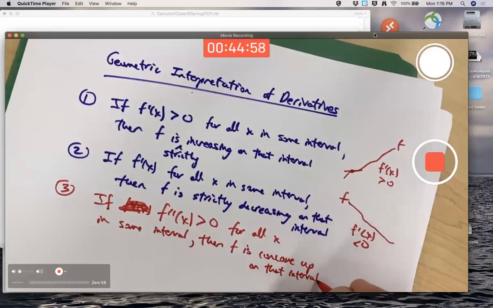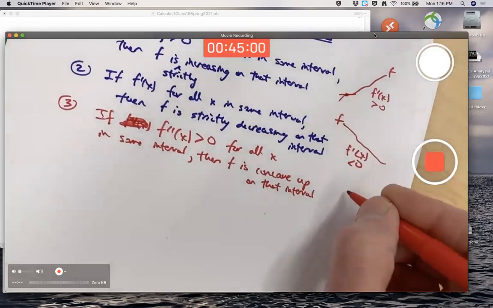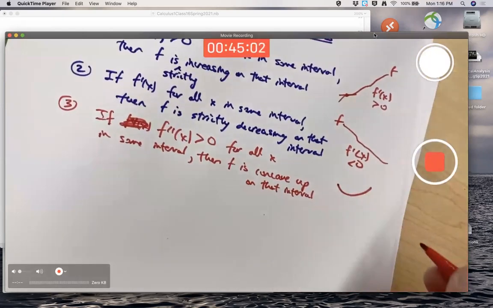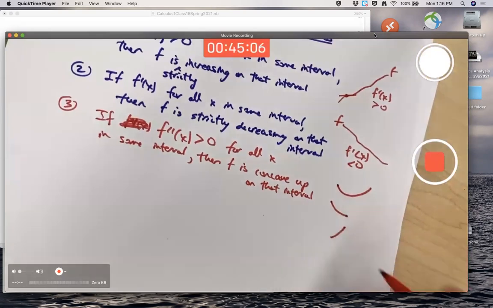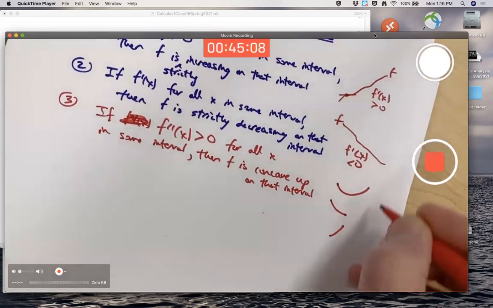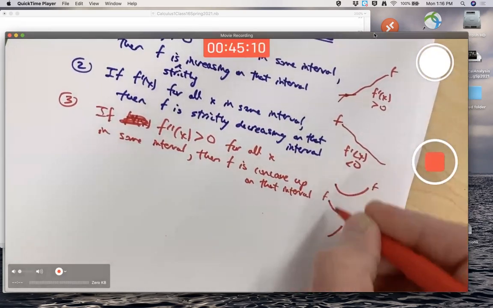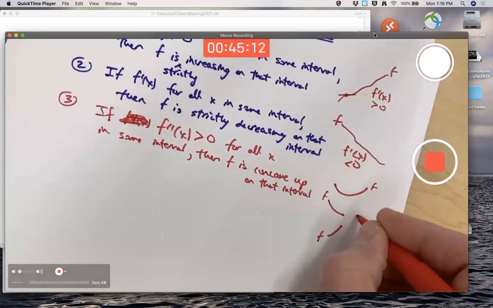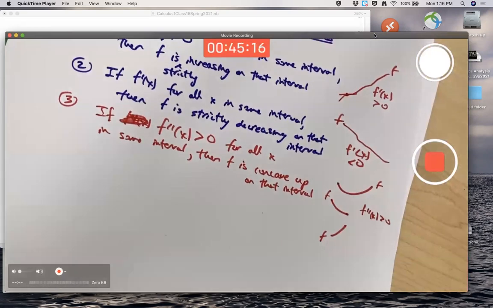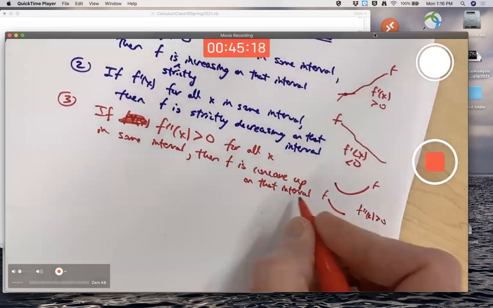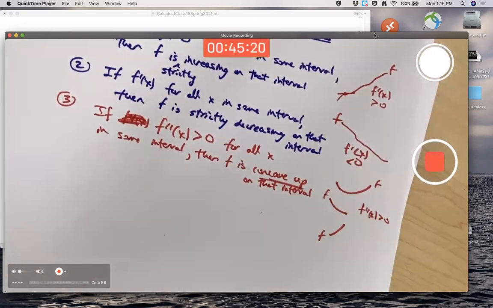Its graph looks like either an entire smile, or part of a smile like this, or part of a smile like that. These are all different possibilities for the graph of f when f double prime of x is positive. Why are the graphs concave up? Why do they look like one of those three?